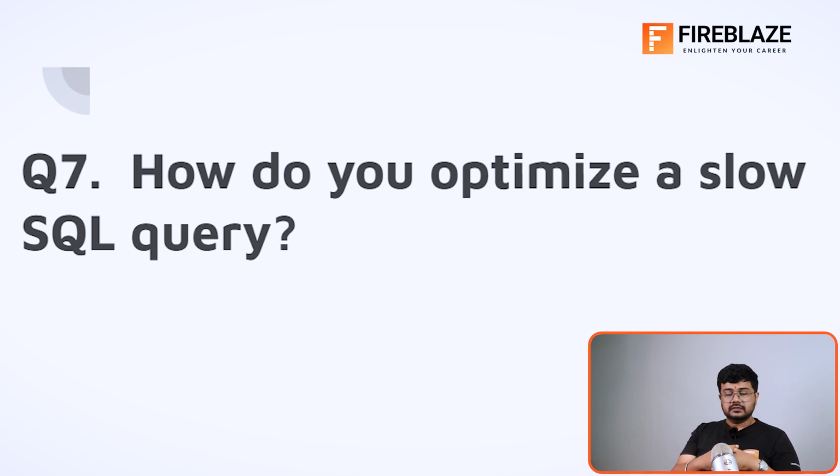Alright. The third thing that we can do to optimize a slow SQL query is to stop using the aliases. Using aliases makes the query readable, but it also tends to make it slower. So we should stop using aliases and use the names as they are. Use the aliases only when there is a requirement. Alright. So this is how we answer this question.